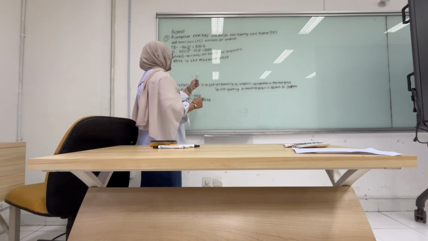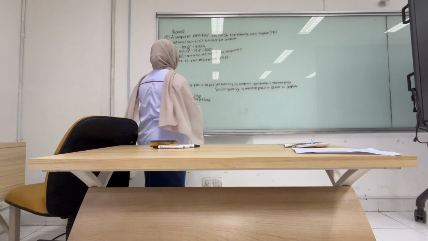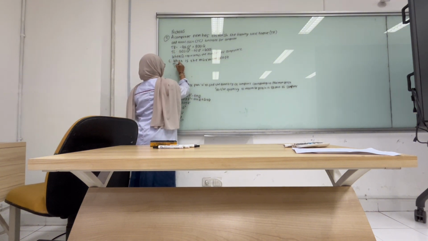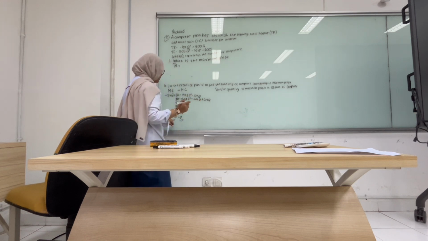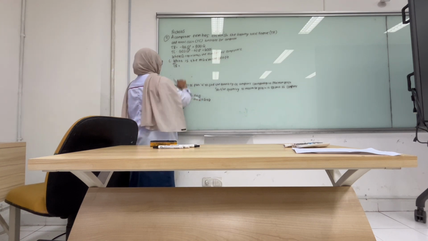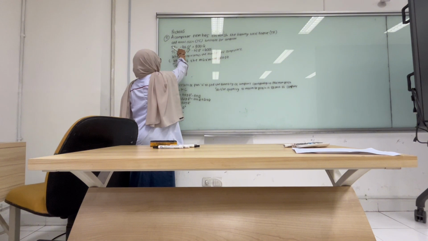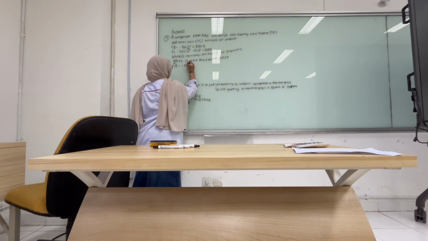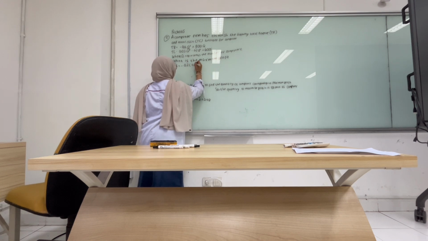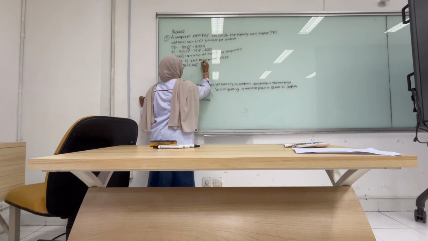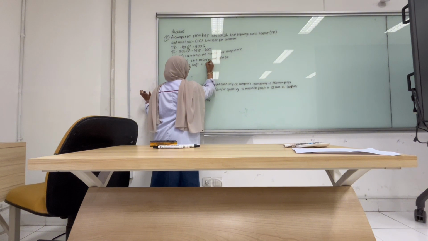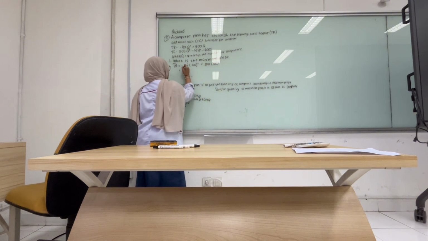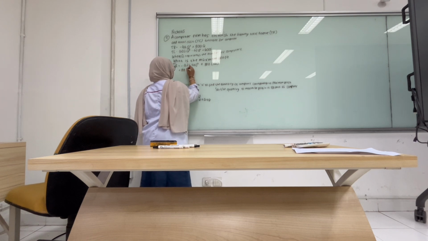The last one is part C. It's asking what is the maximum profit of this equation. Because we already know the Q, we can just put it in our function. It's minus 0.2 times 100 squared plus 900 times 100, which is equal to 88,000.